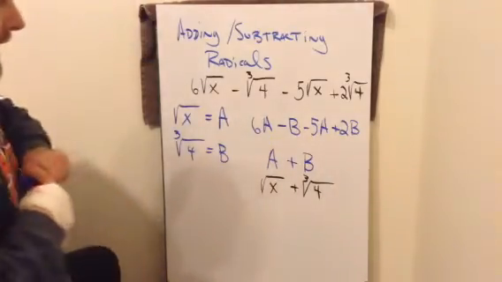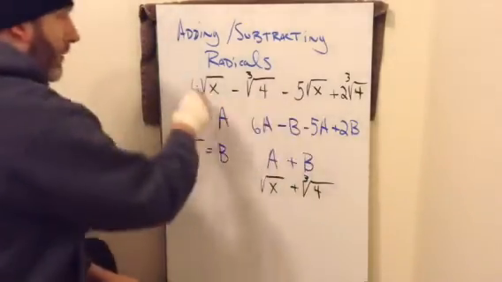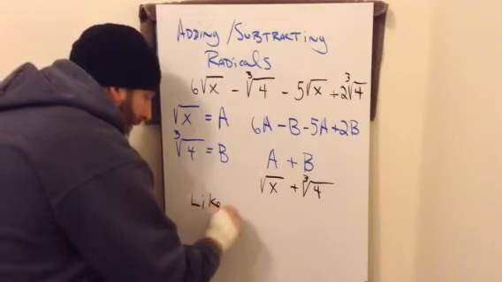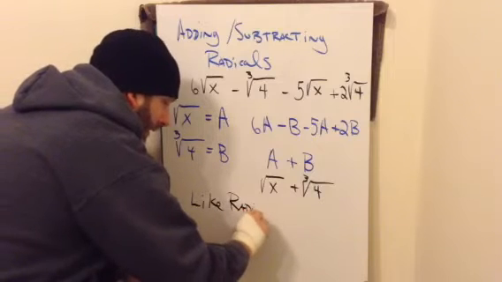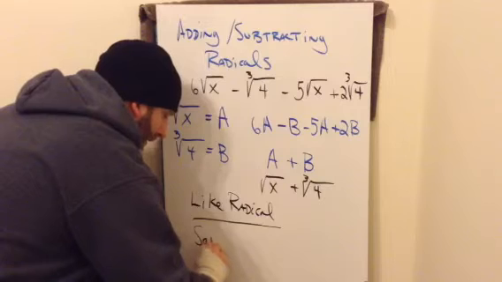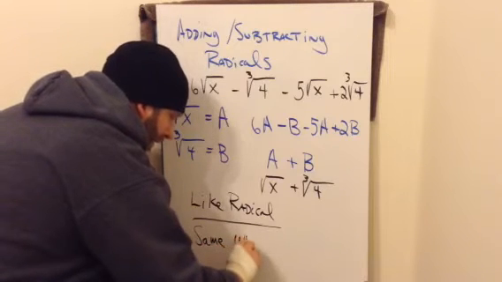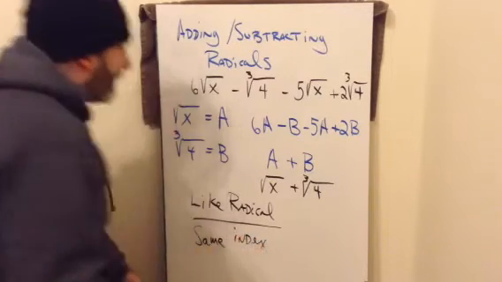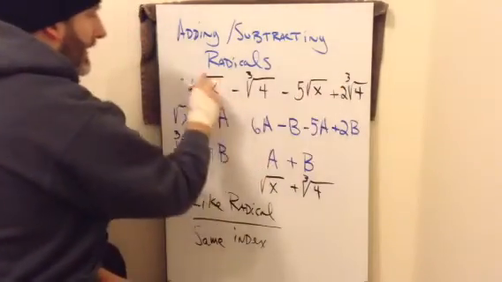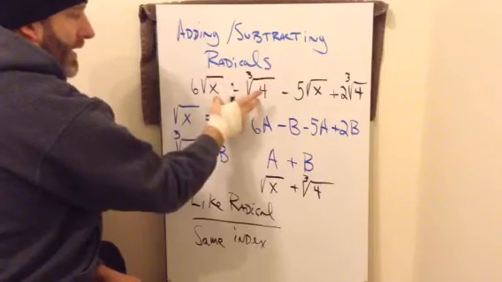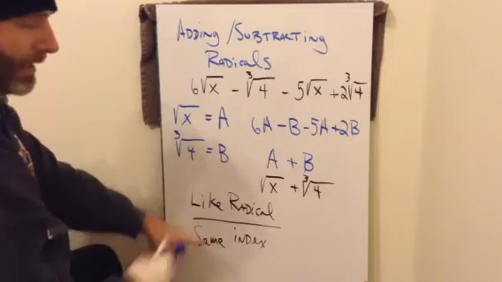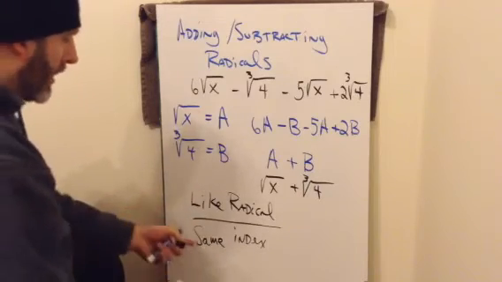For us to be able to combine in the manner that we did, when we look back at the original without having to convert, we need to understand what a like radical is. Like radicals have the same index. Square root, cube root, cube root. This alone tells me that these are not like radicals, and I wouldn't be able to combine them. But we could have a square root and another square root, and they have the same index.